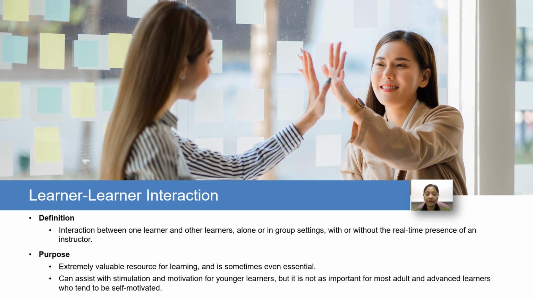Remember that when this paper was written by Moore, it was in 1989, and a lot of changes had happened, including the advancement of technology. But even up to this point, this is still valid and suitable. Inter-learner interaction is extremely valuable for learning and is sometimes even essential. It can assist with stimulation and motivation for younger learners, but it is not as important for most adults and advanced learners who tend to be self-motivated.